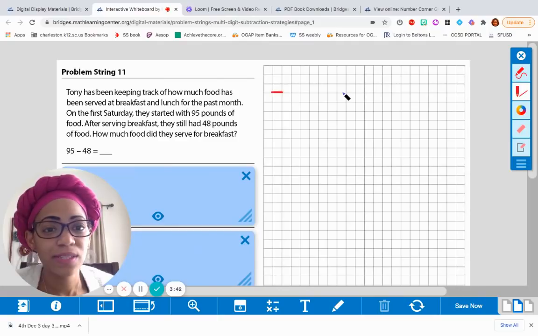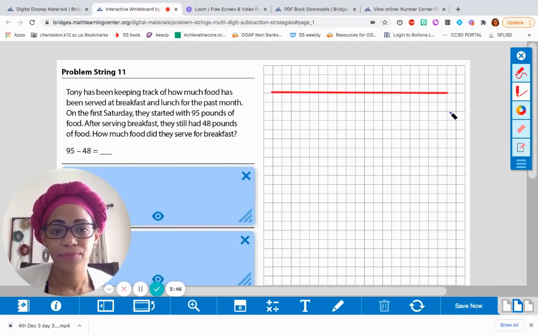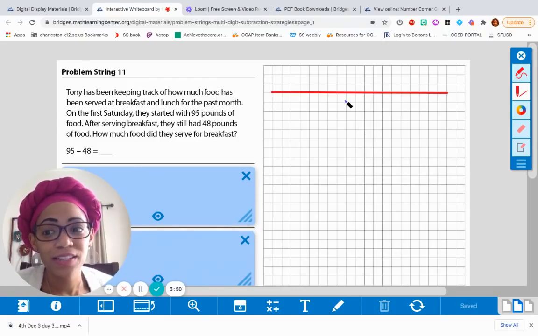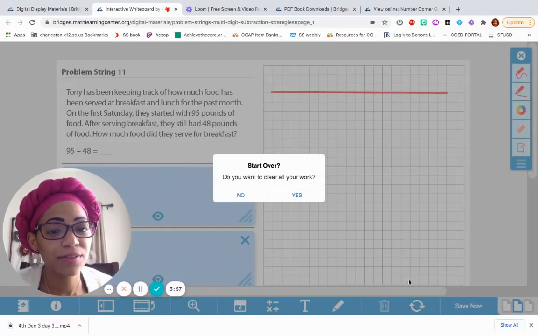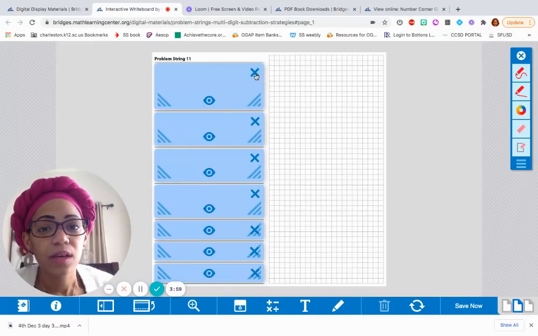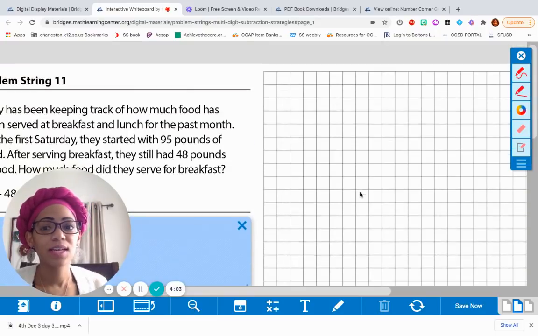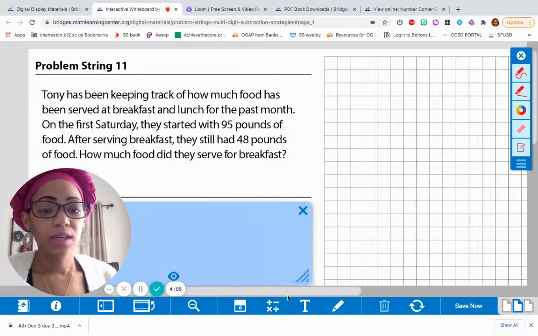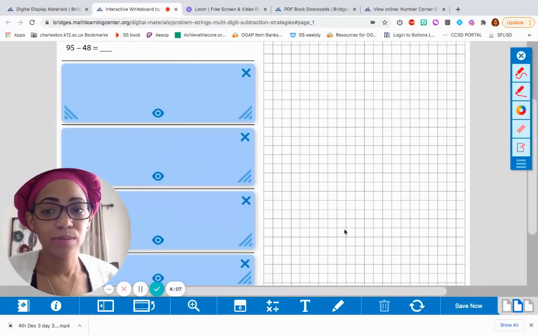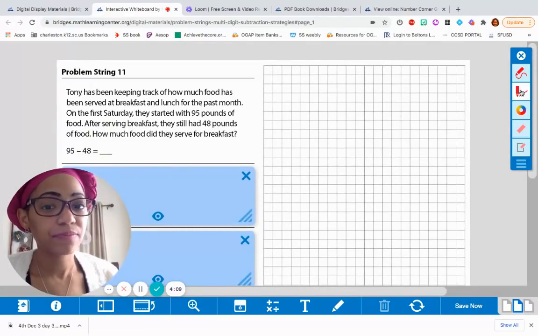All right, so what'd you get? All right, so did you find the difference? Did you take away 48 or did you find the difference? Probably found the difference. So, let me show you what that might look like on a number line. And maybe I've zoomed in too much, so here we go.